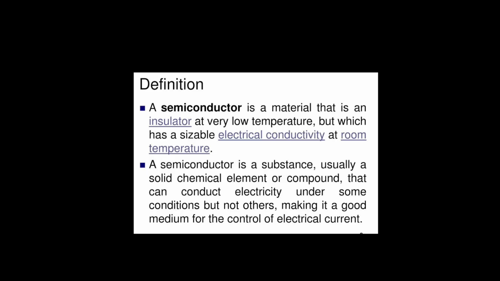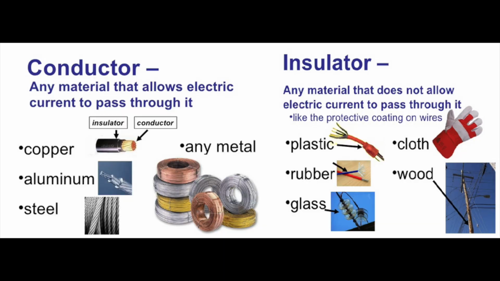Semiconductors are composed of crystals made of several materials. It is typically a solid chemical element or compound that conducts electricity under certain conditions, but not others. You see, a substance that can conduct electricity is called a conductor, and a substance that cannot conduct electricity is called an insulator. Semiconductors have the properties that sit between the conductor and insulator of electricity, making it the ideal medium to control electrical current and everyday electrical appliances.